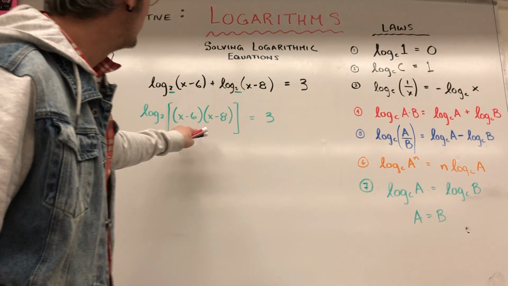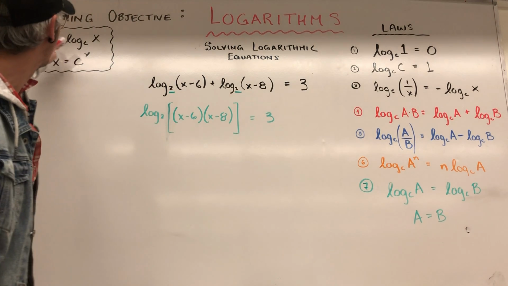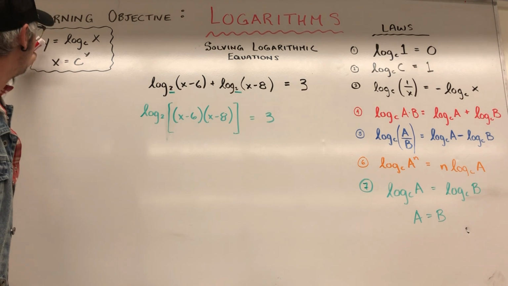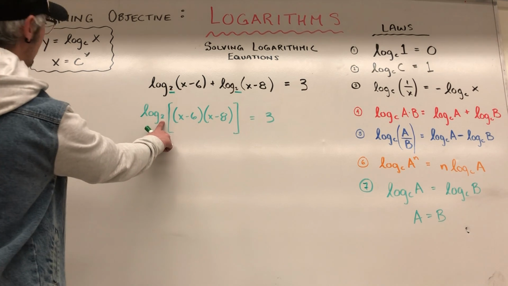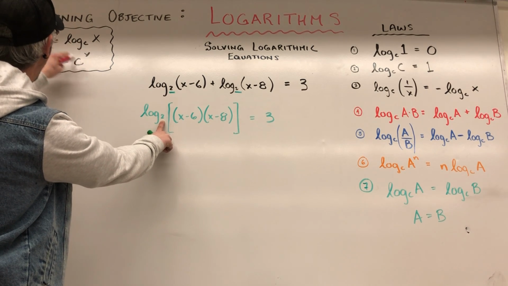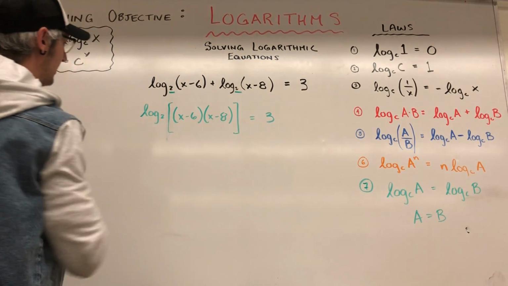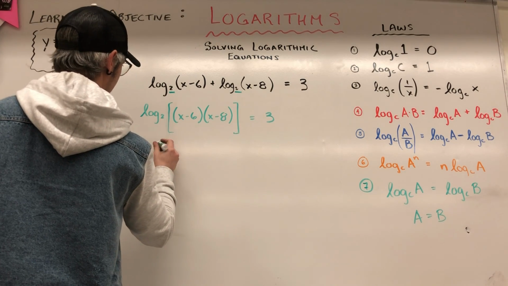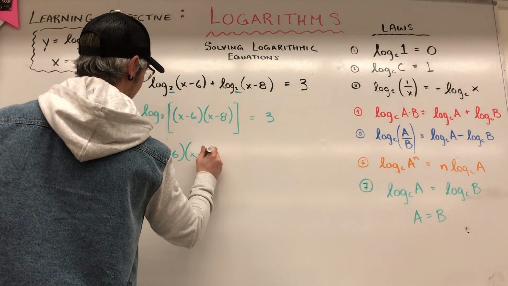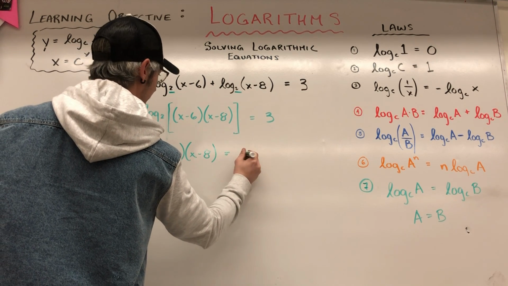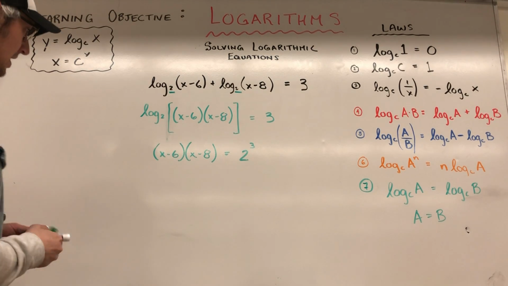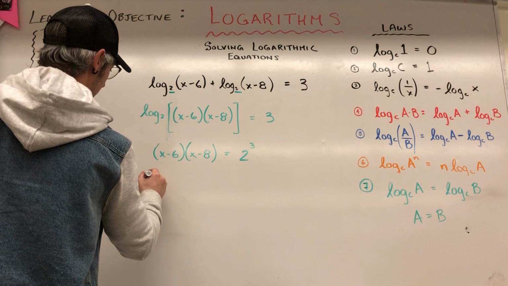So what I'm going to do is go back to this log now, okay? This is still important. So I can say that's my c. And if I put it back into this form, 2 to the power of 3 should give me that. So I'm going to rewrite this as x minus 6 times x minus 8 is equal to 2 to the power of 3. Okay? And then I'm going to expand this multiplication.